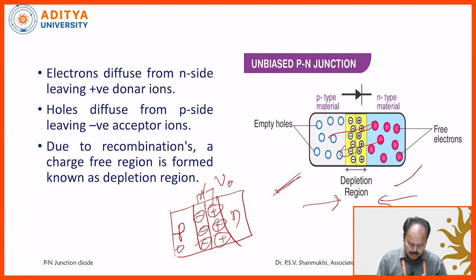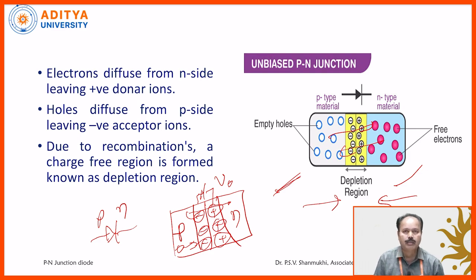From the P side, if holes still try to diffuse into the N region, they are repelled by the positive donor ions on the N side. Similarly, electrons that try to go into the P side are repelled by the negative acceptor ions. That is why the charge carriers cannot move from one place to another. So this is called an unbiased PN junction diode, with a P side and an N side. In this way a PN junction diode is formed.